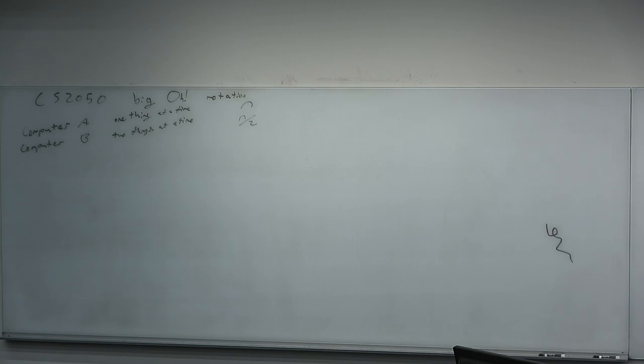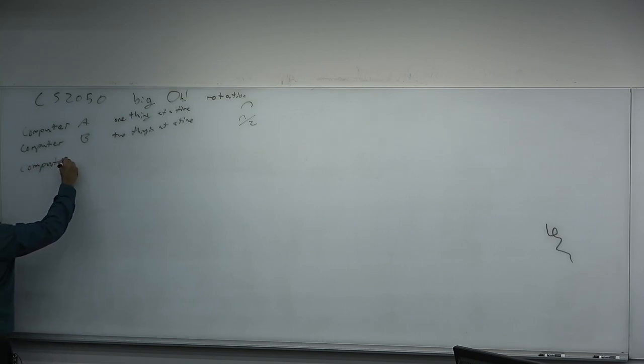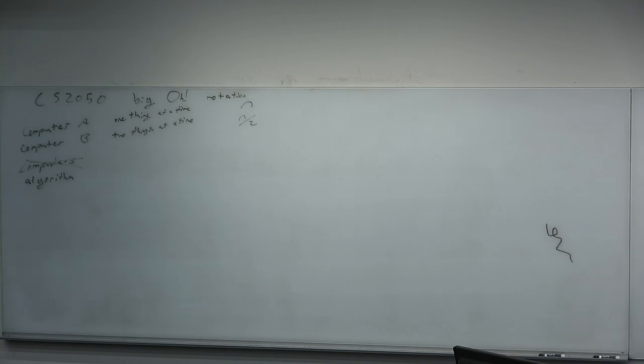But we want to study not computers. We want to study algorithms. So we don't want to study how fast computers are. We want to study how fast algorithms are. So we want somehow to measure the efficiency of an algorithm independent of the computer that it's run on. Given an algorithm, you run it on different computers, you can't say, well, my computer's faster, so my algorithm's faster. That's not true. We want some way to measure how fast an algorithm is and compare algorithms to each other without comparing the computers that they're run on.